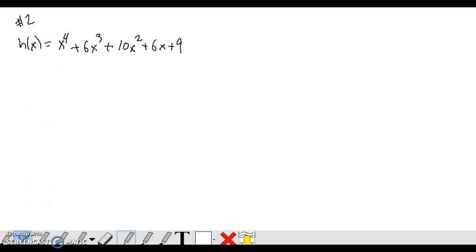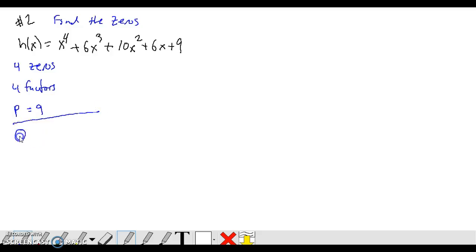So the first thing I want to do is find all my p's and q's. Power of 4, so I should have 4 zeros, 4 factors. So we're just going to say find the zeros. Okay, so p is equal to 9. q is equal to 1. Again, lovely number. So 1 and 9, and 3 times 3, so we don't need to write that twice. So here are all of our lovely p's and q's. 1 divided by 1 is 1. 3 divided by 1 is 3. And 9 divided by 1 is 9.